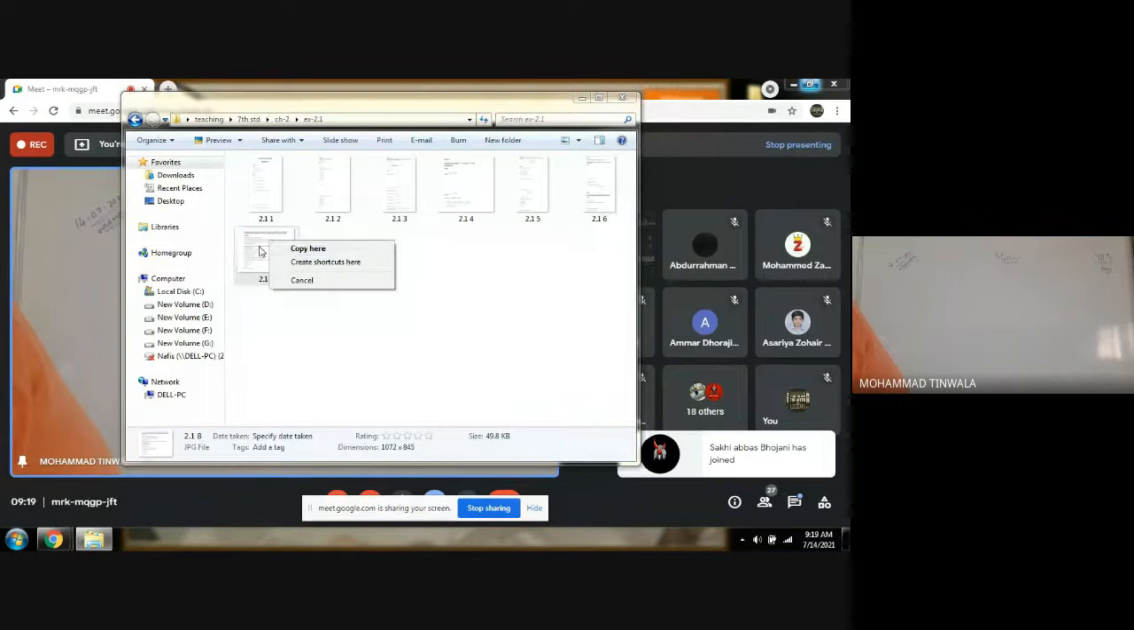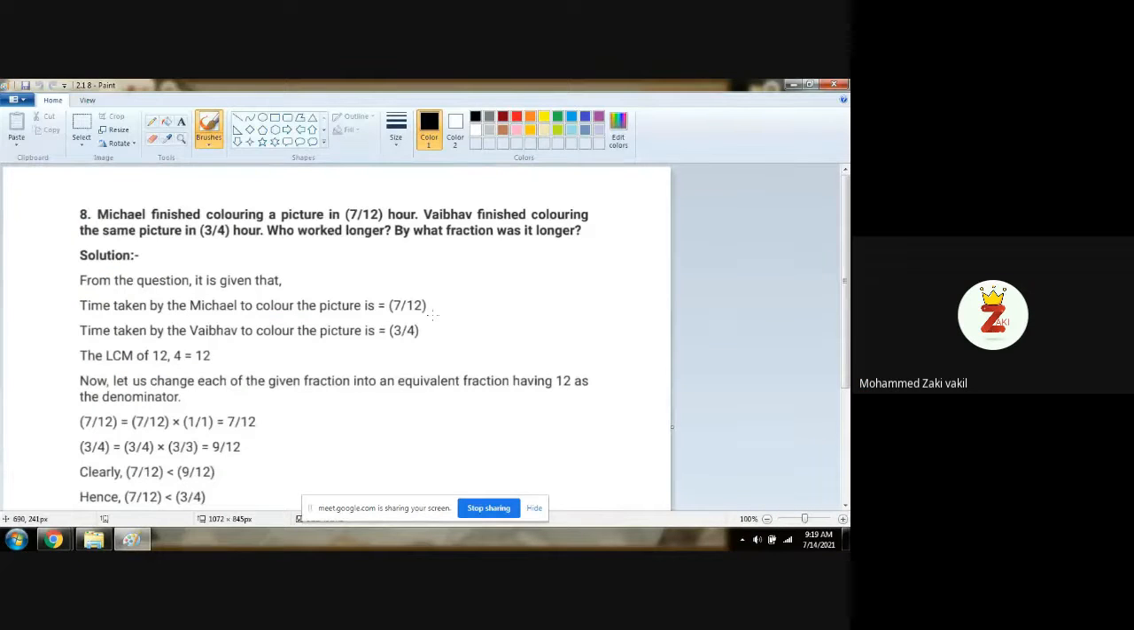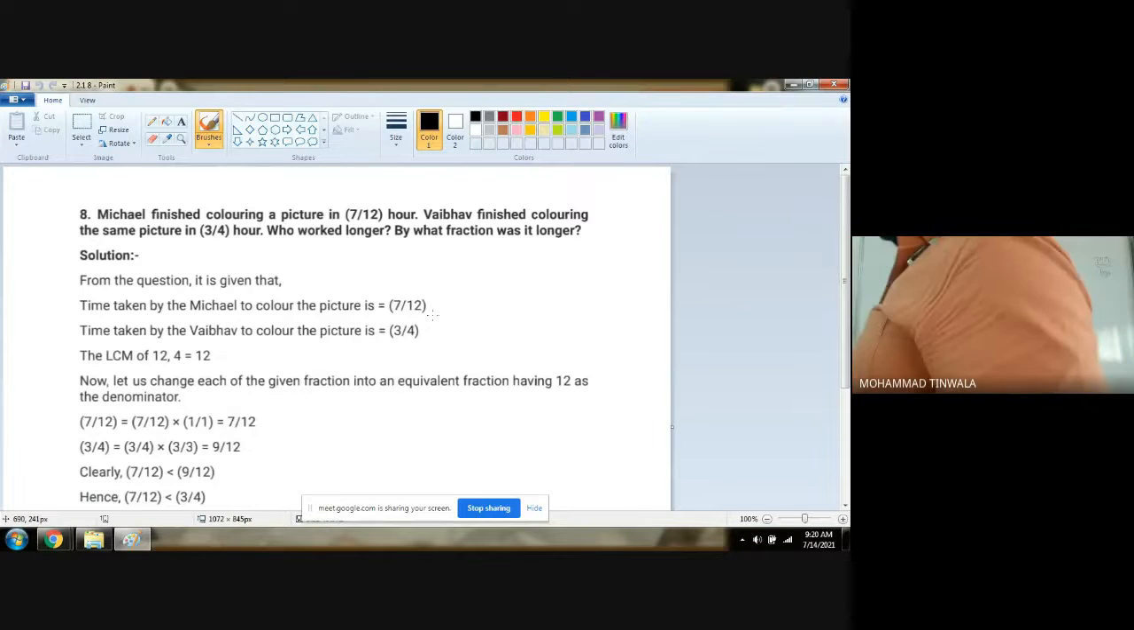Question number 8. Okay, Zaki, read it. Michael finished coloring a picture in 7/12 hours. Vaibhav finished coloring the same picture in 3/4 hours. Who worked longer? By what fraction was it longer? What do we have to do here? Minus, subtract. Again, subtraction.